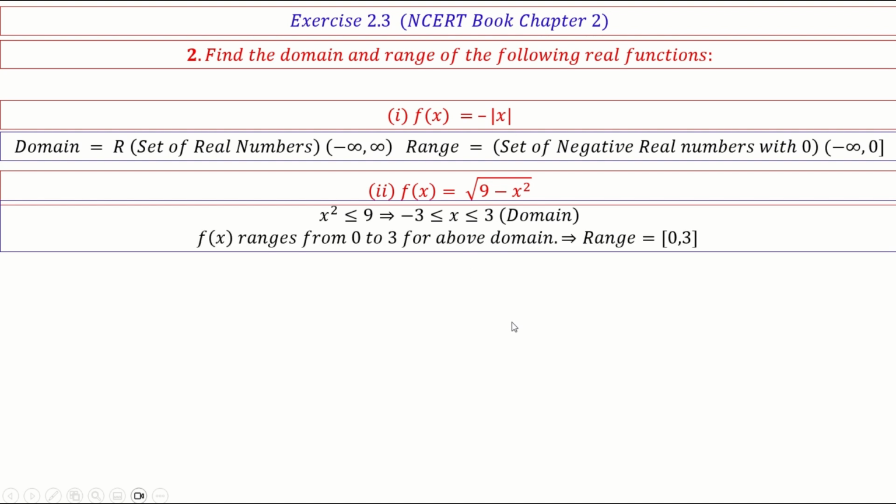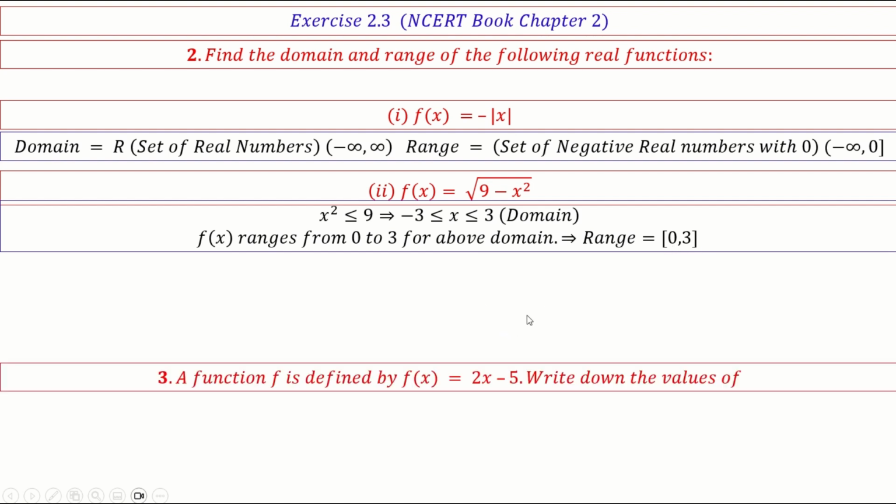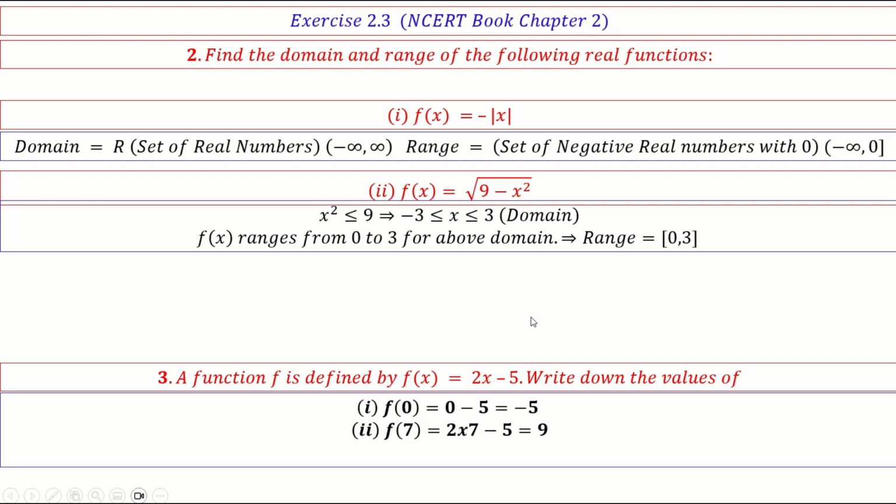And the range of f of x: it can go to 0 at most, right? So then you will get 3. If x square is 9, then you will get 0. So 0 to 3 is the range. It's fairly simple. You can do it yourself.